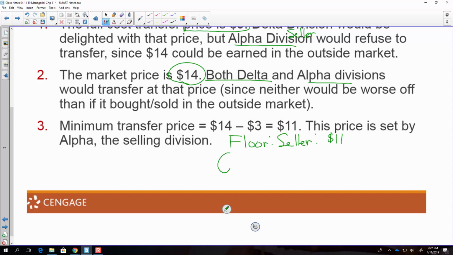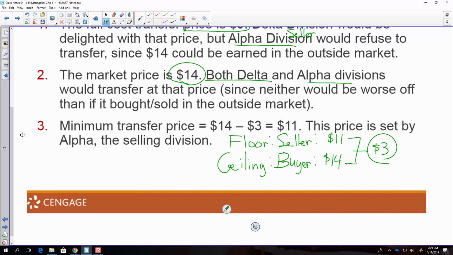The ceiling, and again, the reason I'm going through this is that it's on the test. You've got to know who's the ceiling person and who's the floor person. The buyer is the ceiling person, and the max they would be willing to pay would be 14. So obviously, somewhere in this range, we could negotiate a price.